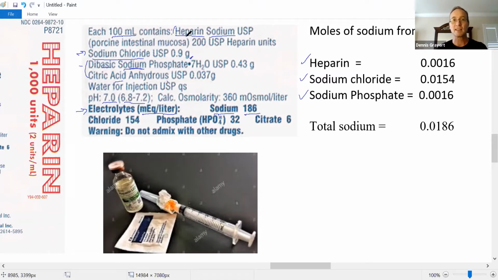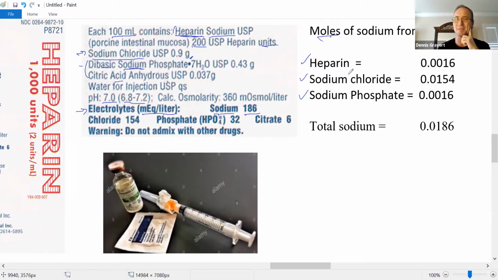Well, you can calculate that if you go and look up. They don't list it here, so forget how I did this. I went and looked up the molecule heparin, and they tell you there's 200 units of it. So I had to go find a conversion factor and calculate that the number of moles of sodium from heparin is 0.0016. You can do this, 0.9 grams of sodium chloride, use the molar mass. It was 58 point something before.